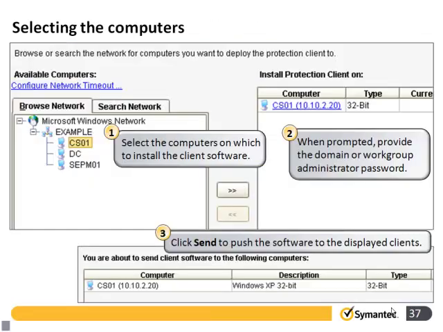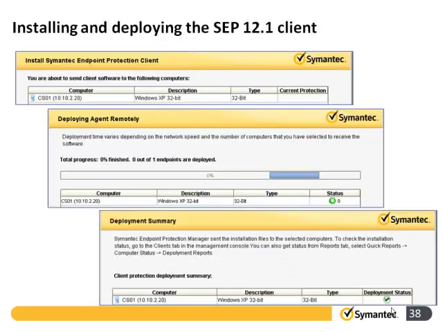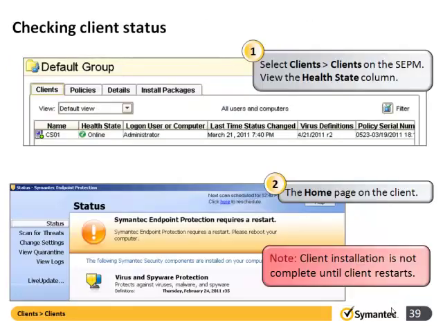So we can now select the computers this particular package is going to apply to. On the left-hand side, as we're browsing the network, we can select them and add them across to the right-hand side. And then click Send to push that software to the displayed clients. So now we can see the installing and deploying the SEP12.1 client. We can see which ones have been deployed. We can see the deploying the agent remotely. And we can see the report of the deployment summary. This is how, as the security administrators, you decide which ones have been successfully deployed.